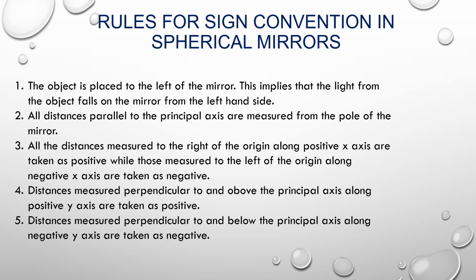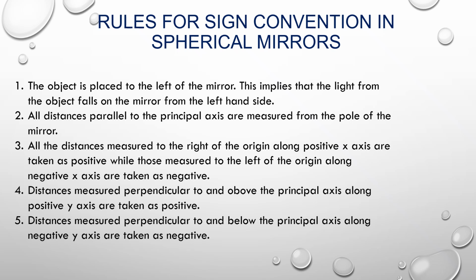Now the object is placed to the left of the mirror. It's not always necessary that it is placed to the left; you see the direction of incident light. Usually, if you follow NCERT, this implies that the light from the object falls on the mirror from the left hand side. So this is as per your NCERT diagrams.